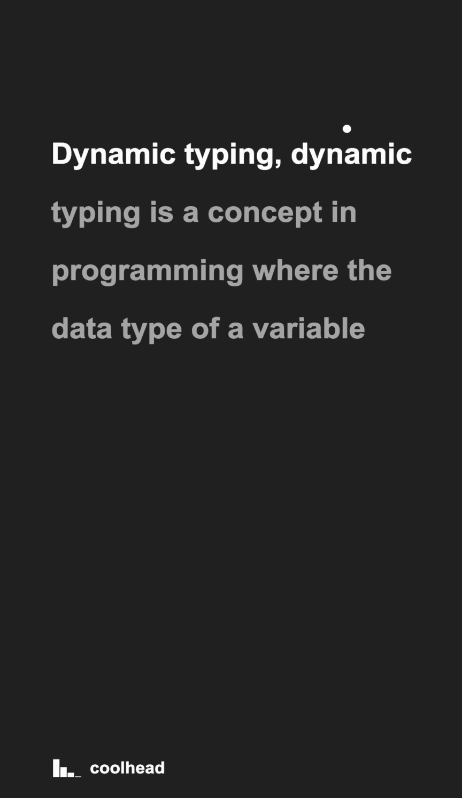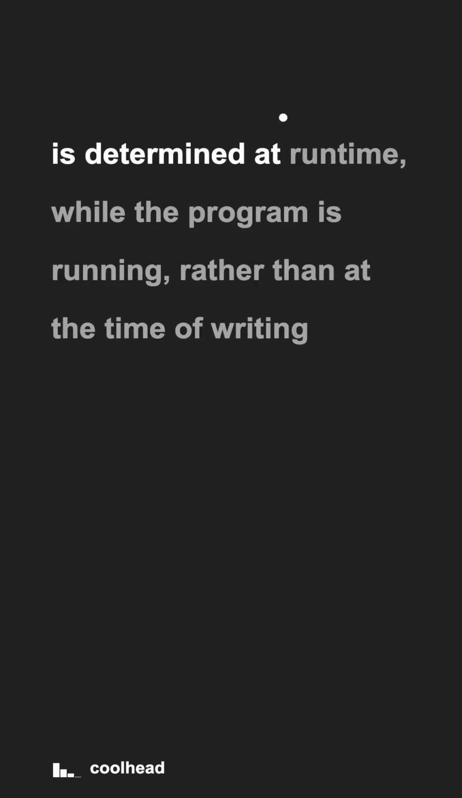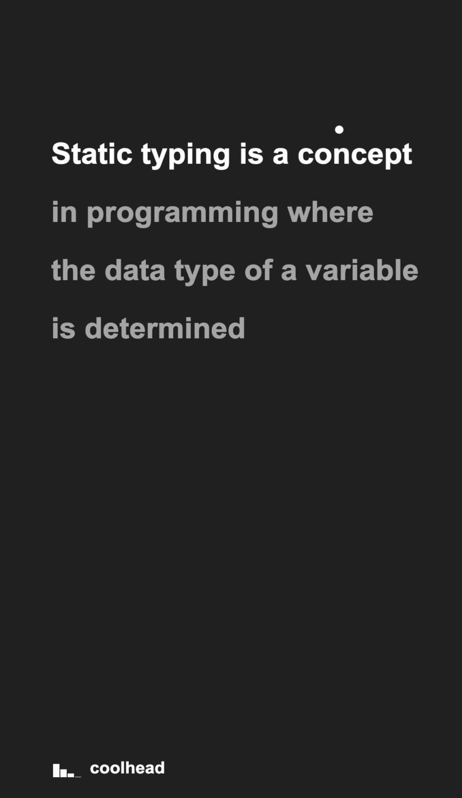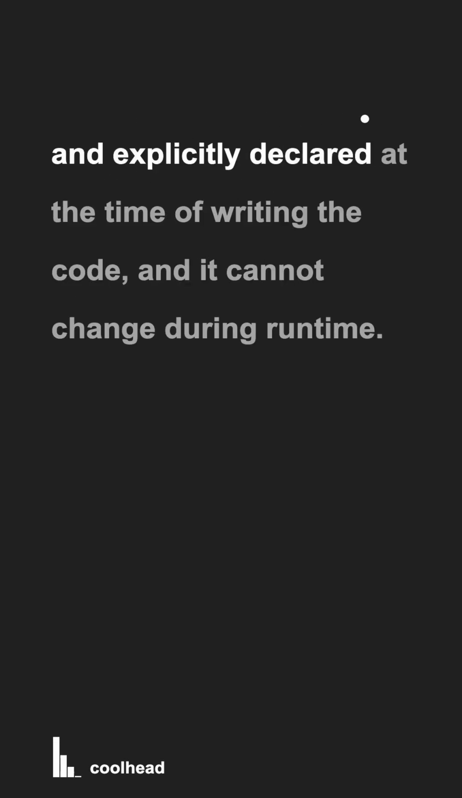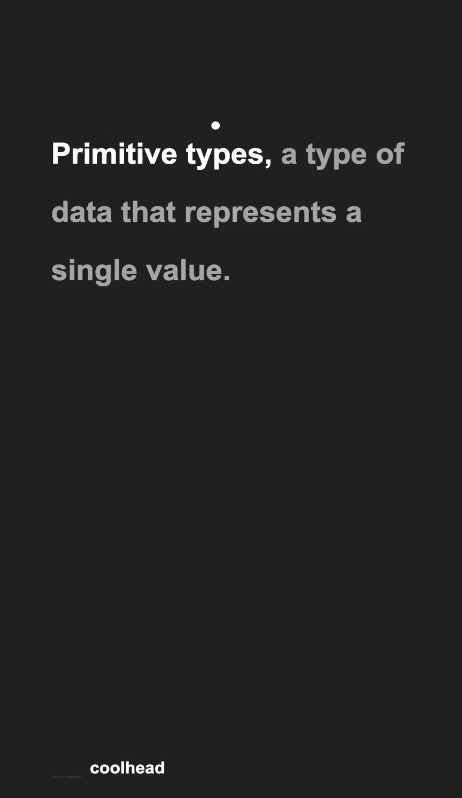Dynamic typing. Dynamic typing is a concept in programming where the data type of a variable is determined at runtime, while the program is running, rather than at the time of writing the code. Static typing. Static typing is a concept in programming where the data type of a variable is determined and explicitly declared at the time of writing the code, and it cannot change during runtime. Primitive types: a type of data that represents a single value.